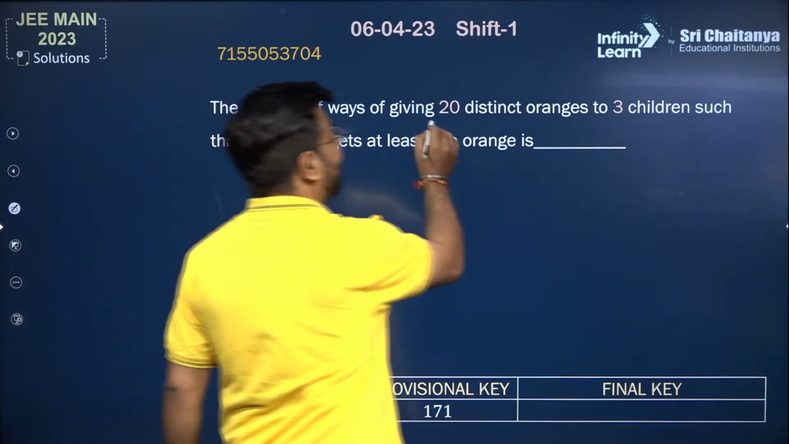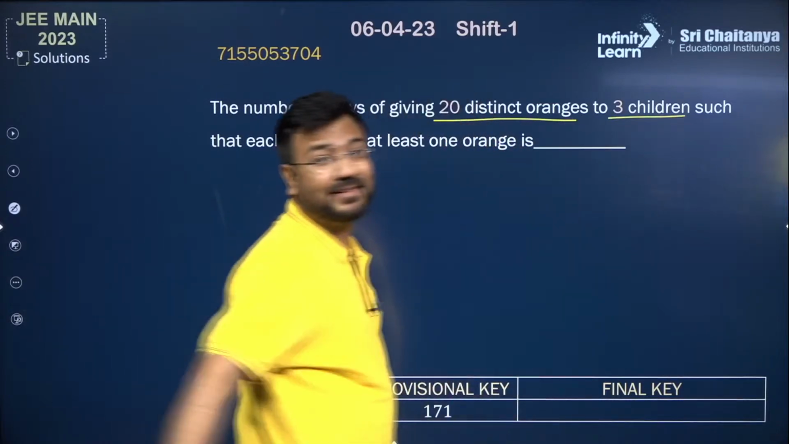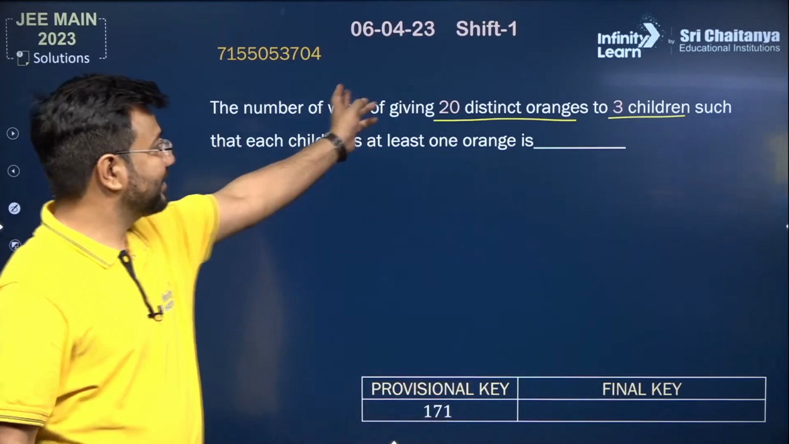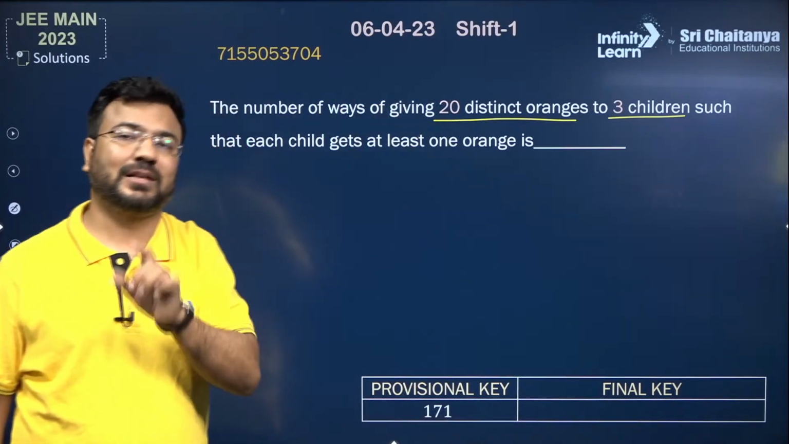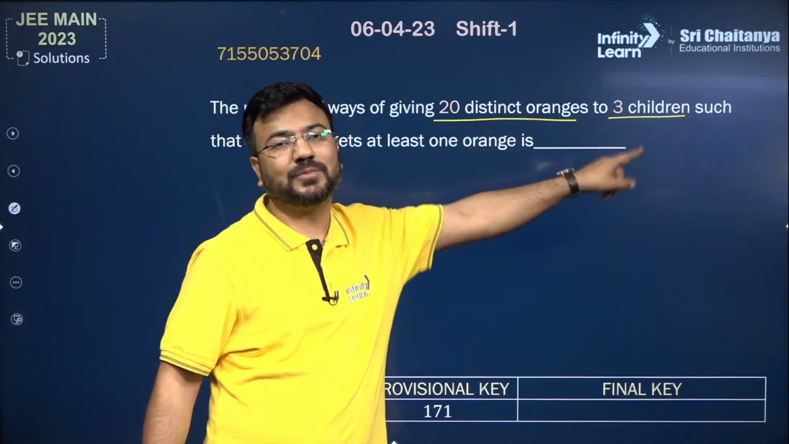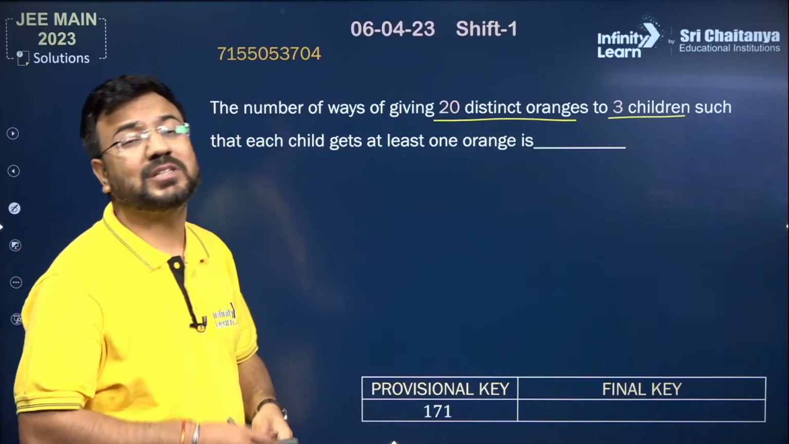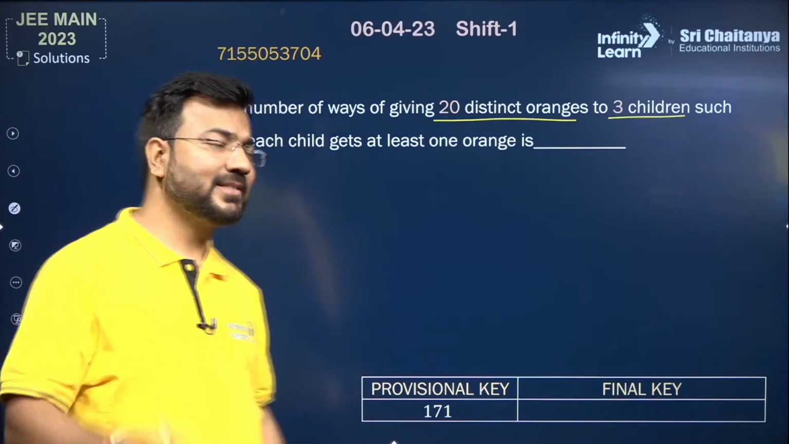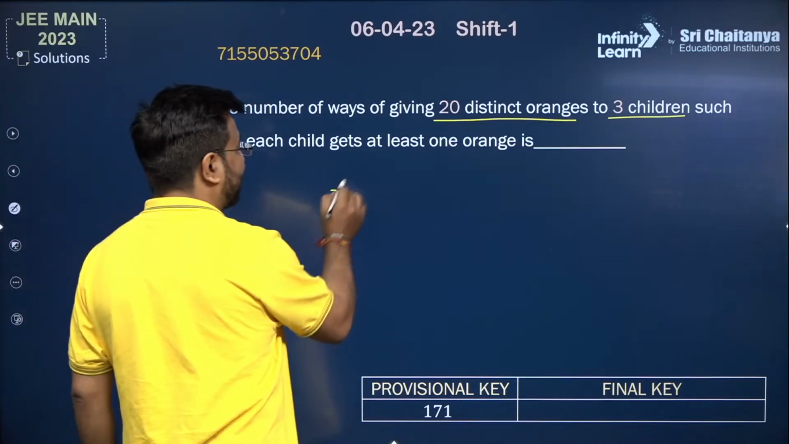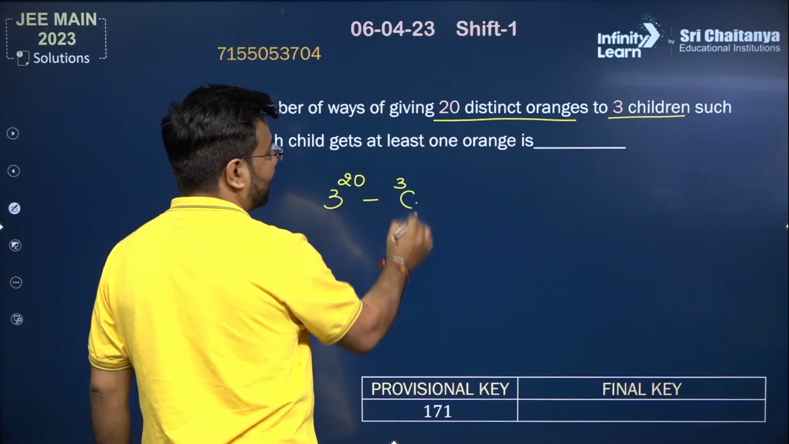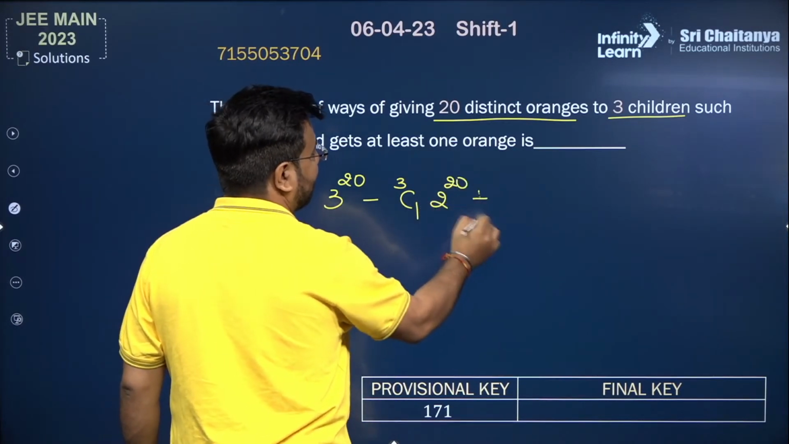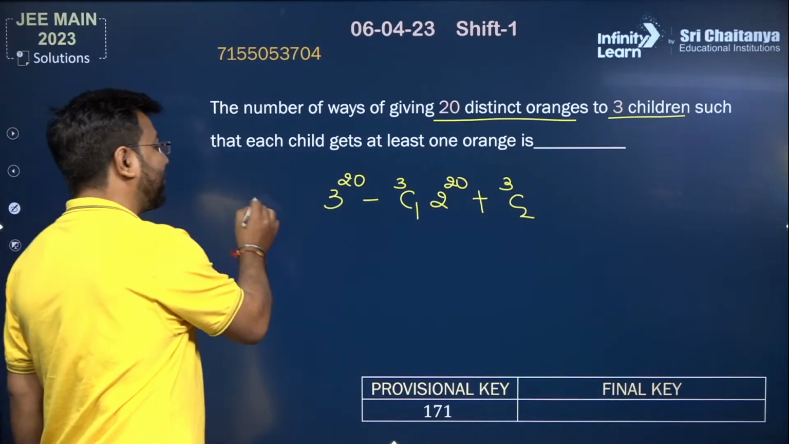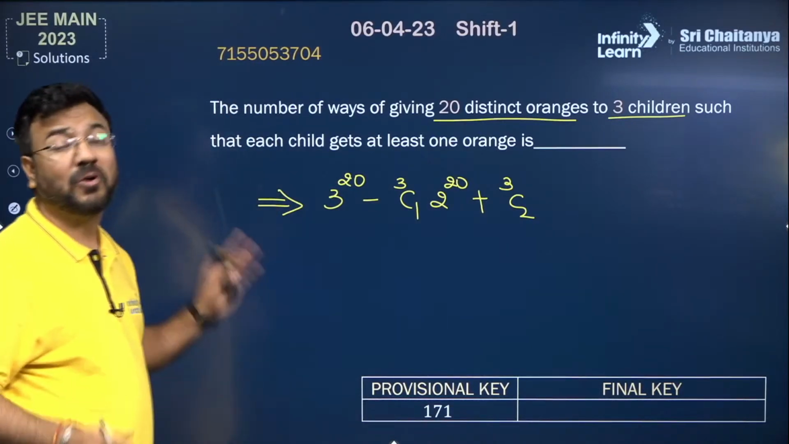Here, the oranges are distinct and the children are also distinct, so we cannot apply the beggars method here. The things you need to distribute are distinct, and those to whom you distribute are also distinct. So in this case, you just apply the principle of inclusion and exclusion, the formula for the number of onto functions. Here it will be 3 raised to the power 20, minus 3C1 times 2 raised to the power 20, plus 3C2 times 1 raised to the power 20. This will be the final answer of this question.